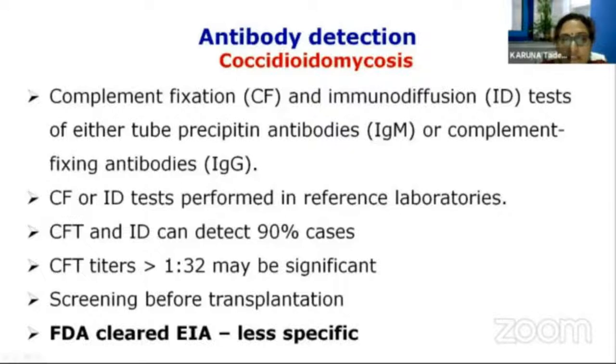Coccidioidomycosis: in those regions where coccidioidomycosis is endemic, complement fixation and immunodiffusion tests are available, and either tube precipitin antibodies, that is IgM, or complement fixing antibodies, IgG, are detected. The complement fixation or immunodiffusion tests are performed predominantly in reference laboratories and can detect up to 90% of the cases. Complement fixation titers of more than 1:32 may be significant. Screening before transplantation in endemic regions for coccidioidomycosis is done by performing the complement fixation test. The FDA has cleared an enzyme immunoassay for coccidioidomycosis, but again, this is less specific.